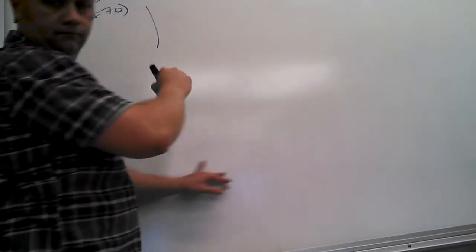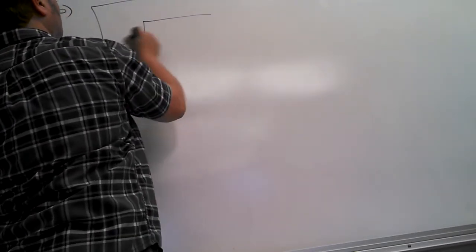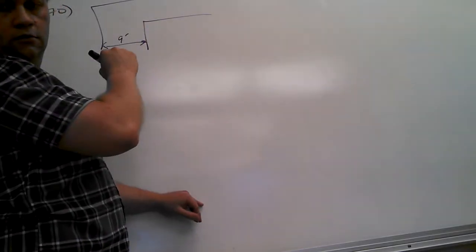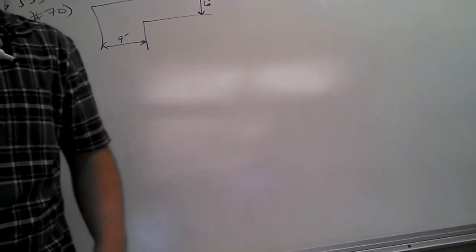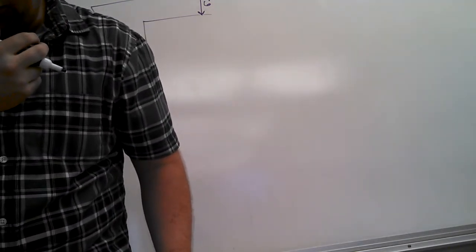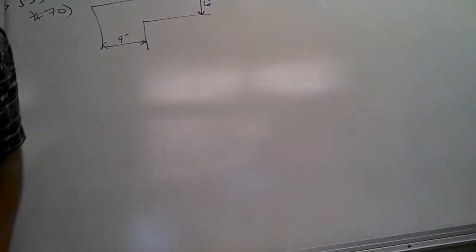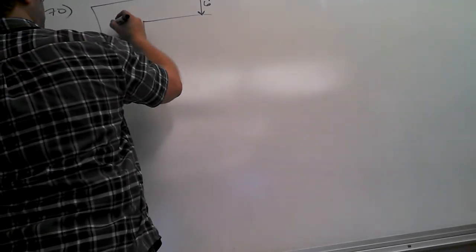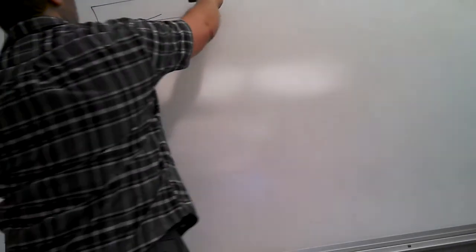A steel pipe is being carried down a hallway 9 feet wide. At the end of the hall, there's a right-angled turn into a narrower hallway 6 feet wide. What's the length of the longest pipe that can be carried horizontally around the corner? Good Lord. Let me make this longer here.